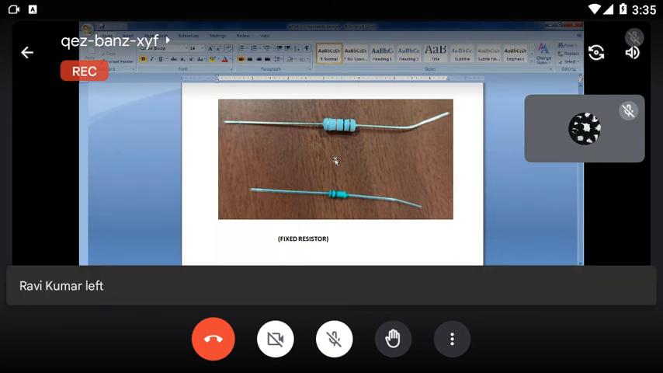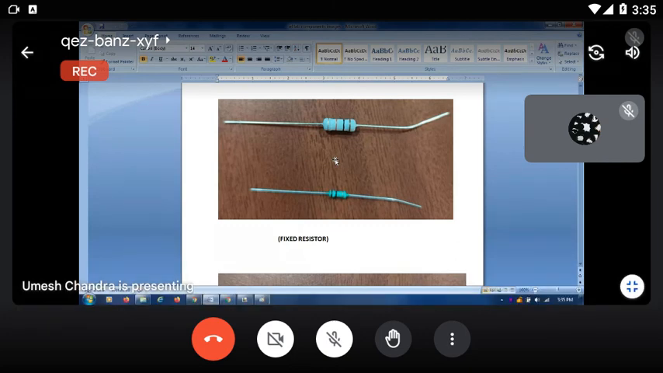And how do you measure the resistance value? You can measure the resistance value in two ways. One is by using the color code method, another is by using a multimeter. Okay. Then how do you measure?